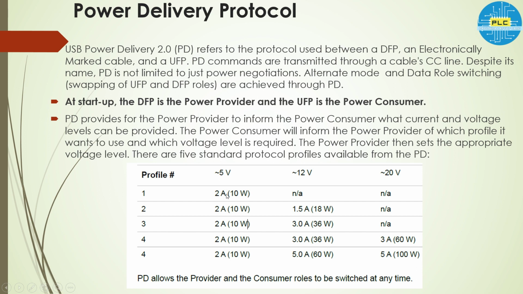See, if you want 5 volts, at max it's 10 watt only. If you want 12 volts, it's a maximum 60 watt. It may be more, but with present technology it has 60 watt. And if you want 20 volts, maximum 5 amps. It means it's 100 watt. Now there are more than that also.